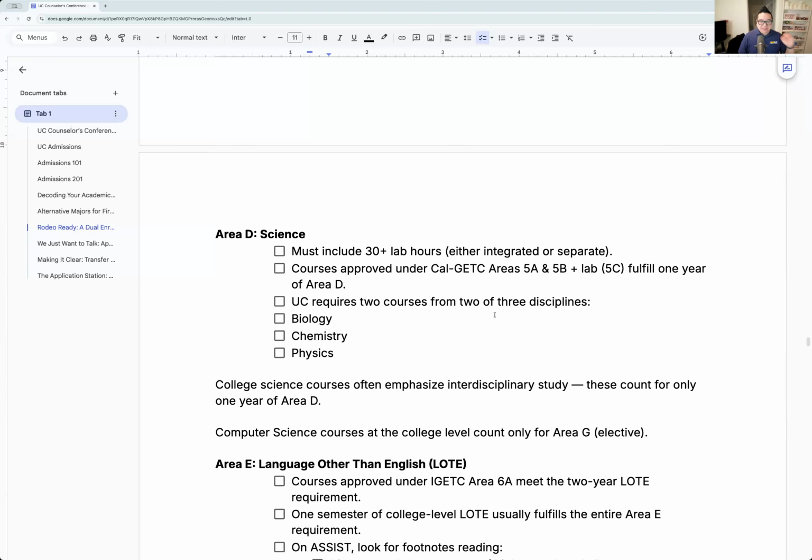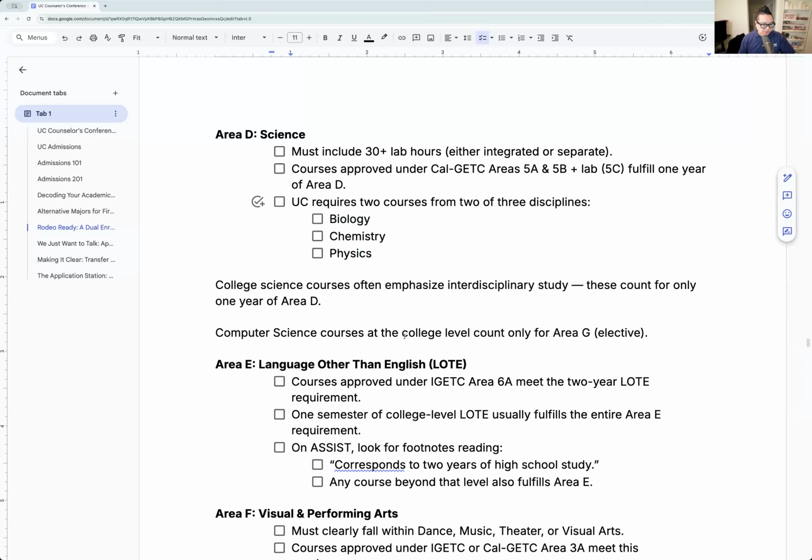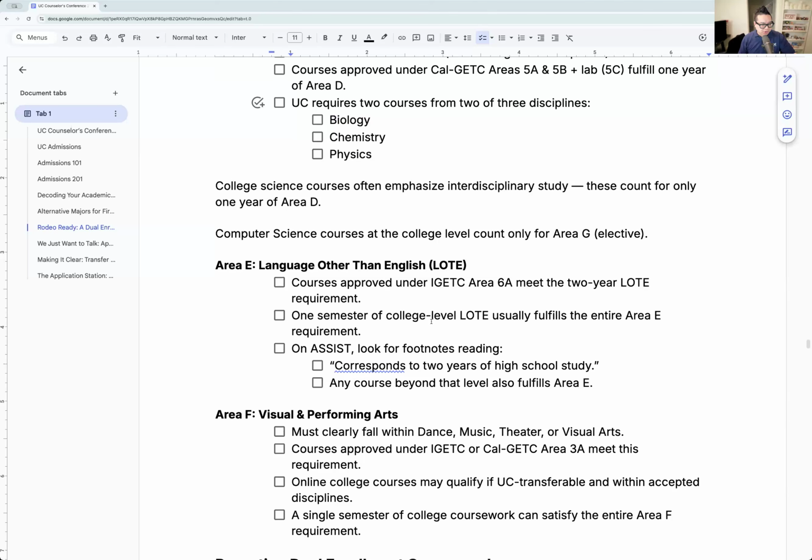Sciences, again, it has to have a lab for it to count as a science. Low key, we actually don't recommend this for our students unless you have finished all the other requirements, right? But usually we like to recommend the science at the high school before you do the science at the college as well. Okay, so that's that.